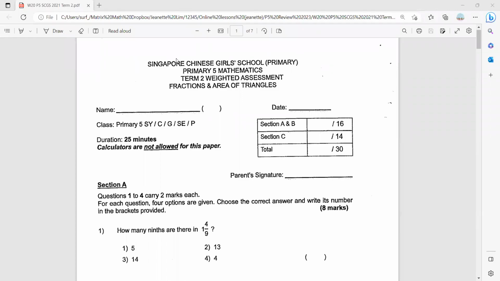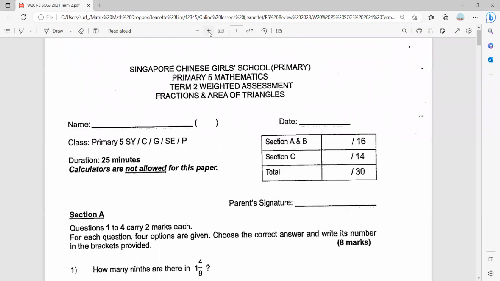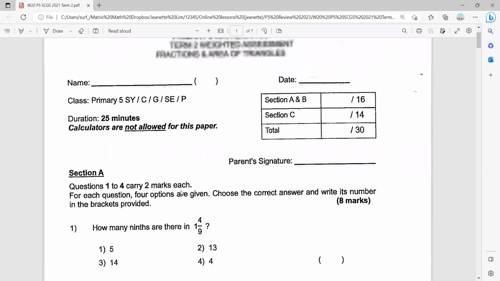This is SCGS 2021 paper for term 2. Okay, so for the first part of the paper, no calculators are allowed.